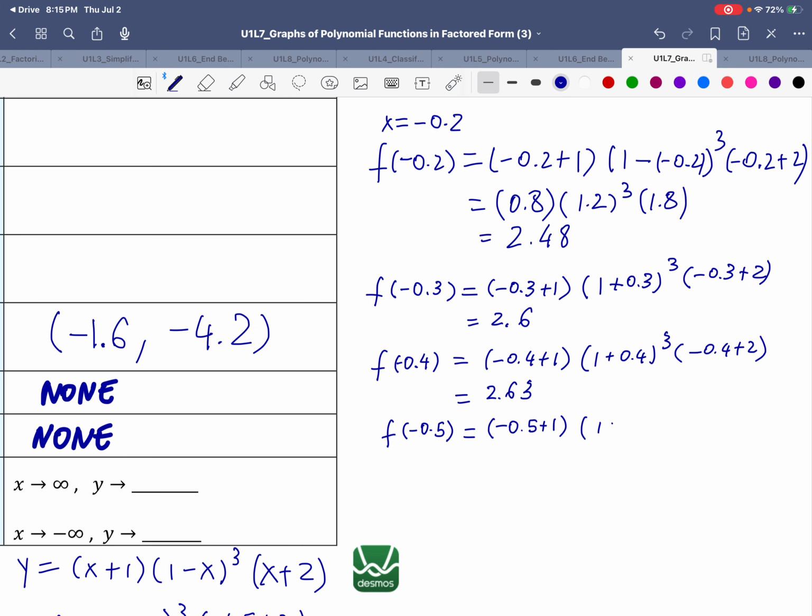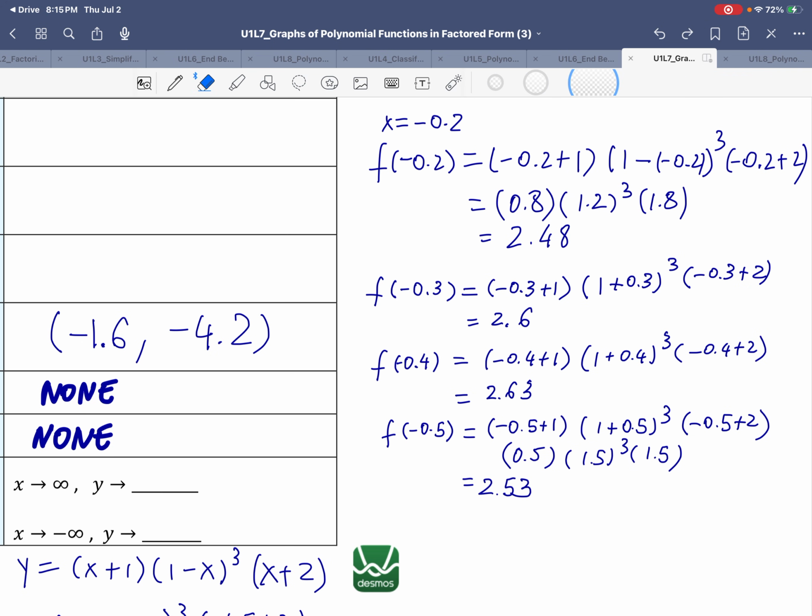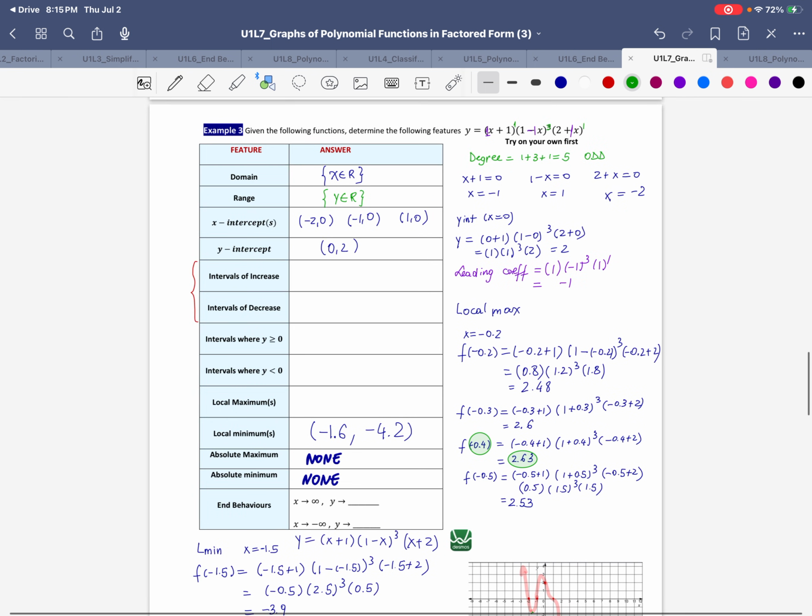1 plus 0.5 to the power of 3, and then negative 0.5 plus 2. So we got 0.5 here, 1.5 to the power of 3 here, and 1.5 here. So 0.5 times 1.5 to the power of 3 times 1.5 would be 2.53. So numbers are going down, which qualifies this point with coordinates negative 0.4 for x and 2.63 for y as our local maximum. So we'll record this as well.